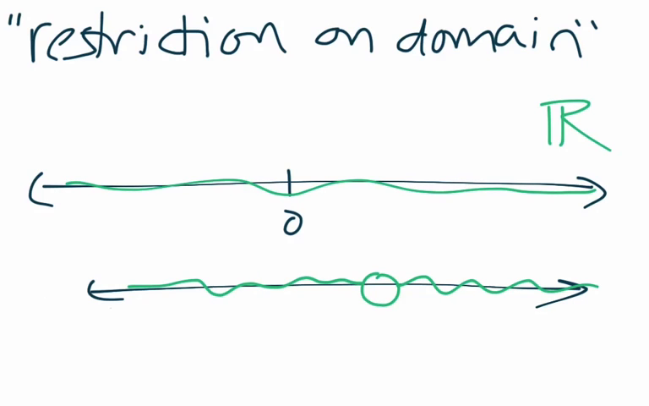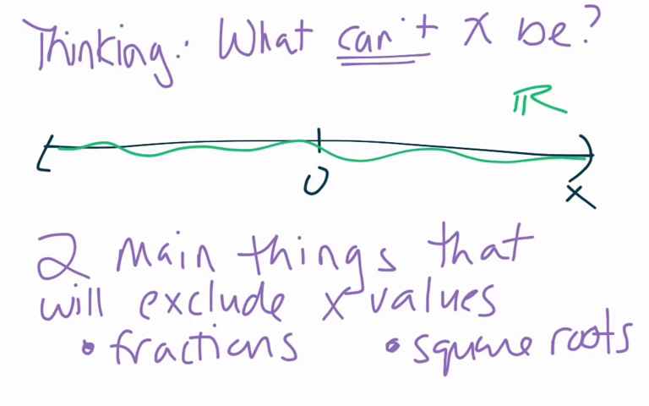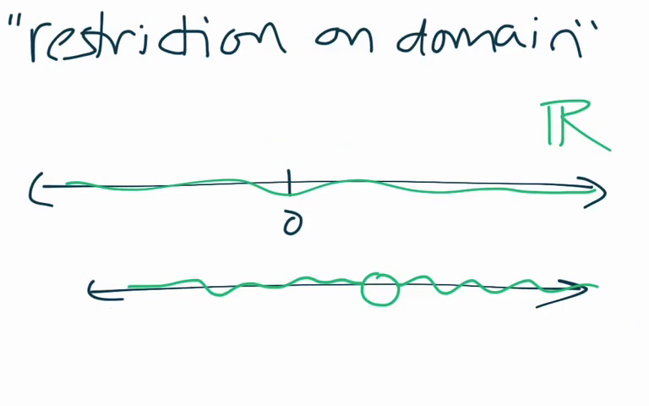That's kind of what we're doing here. We're looking at the real numbers and we're looking at what got taken away. Everything else is still in place, but what can't X be? And the two things we're going to look for are fractions and square roots. So I'm actually going to go ahead and write it out. So here, when you're asked for the domain, you are going to train yourself to ask two questions.